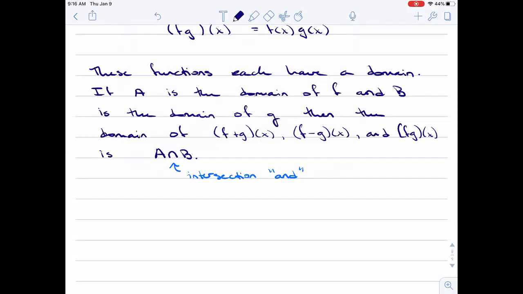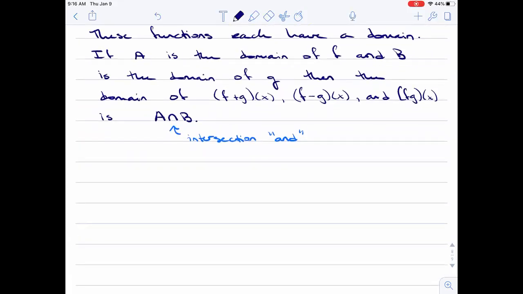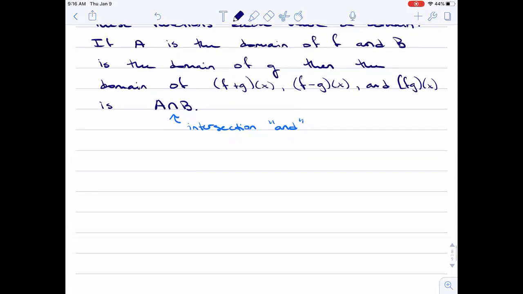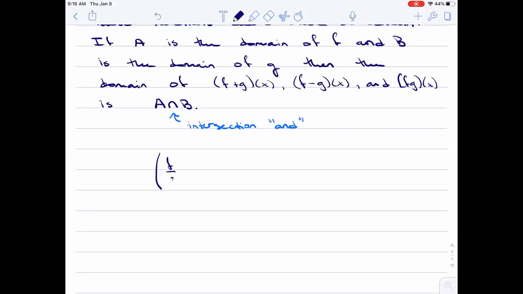Essentially, the domain of the combination is going to be just the overlap of the old domains. The special case is if we have f over g of x. Well, that's f of x over g of x. It follows the same setup as the others. We can just rewrite them, kind of transfer the x inside, I guess you could say, onto both of the functions.